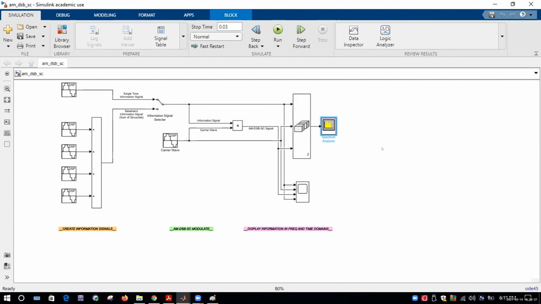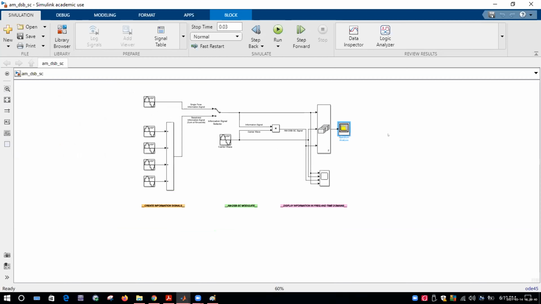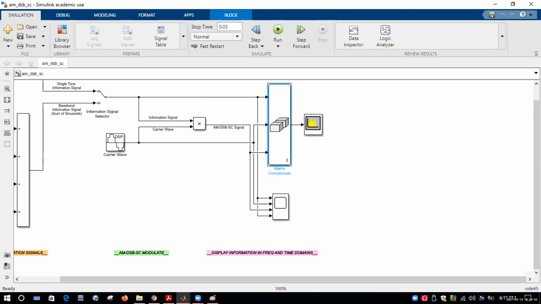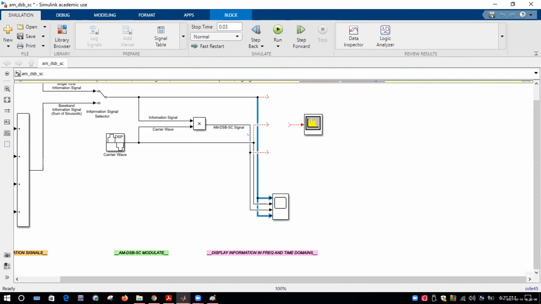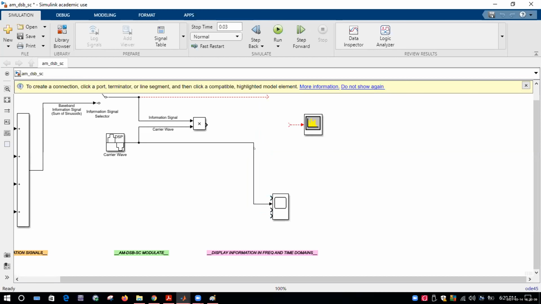Now I want to ask you something. Do I really need this thing here, matrix concatenate? What is my objective? What do I want to measure? What do I want to see? My objective is to see what is in this output signal, right? So I don't need this much. I can remove it: right click and press delete. Delete this one, this one, this one, and this one. This is what I need. Do you understand this?